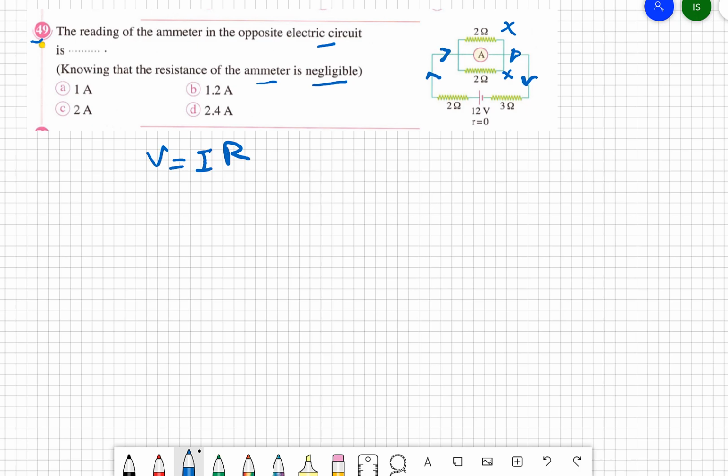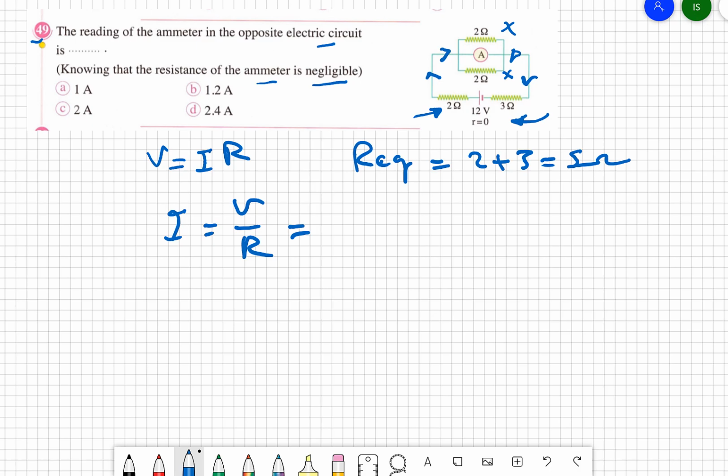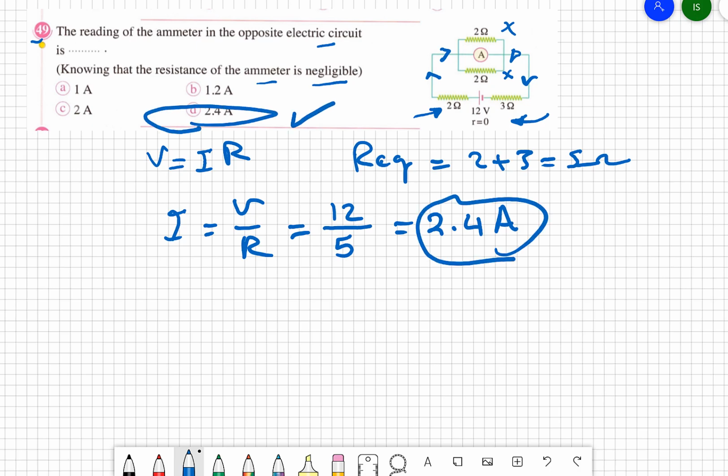What is the resistance here? R equivalent. R equivalent will be only the two resistors at the beginning and at the end. So 2 plus 3 equals 5. 5 ohms. So I equals V over R equals 12 over 5. It yields 2.4 amps. Do we have this answer? Yes. Let's move to the next one.